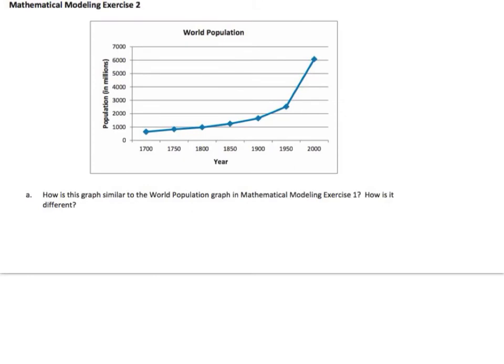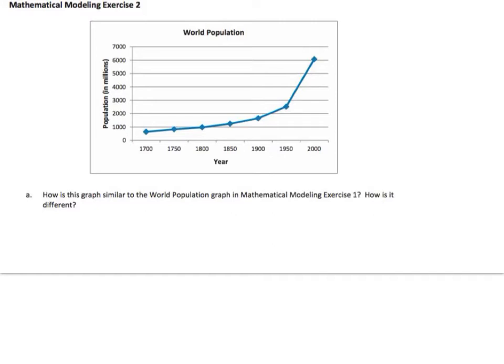How is this graph similar to the world population graph in mathematical modeling exercise 1? How is it different? So we have world population again. Our years look to be extended a little bit. I'm at year 1700 to year 2000, and my population is itty-bitty-ish all the way to 6,000. So we're still at 6,000, but we've extended down to the beginning. This looks to be exponential, where the last one looks to be linear.